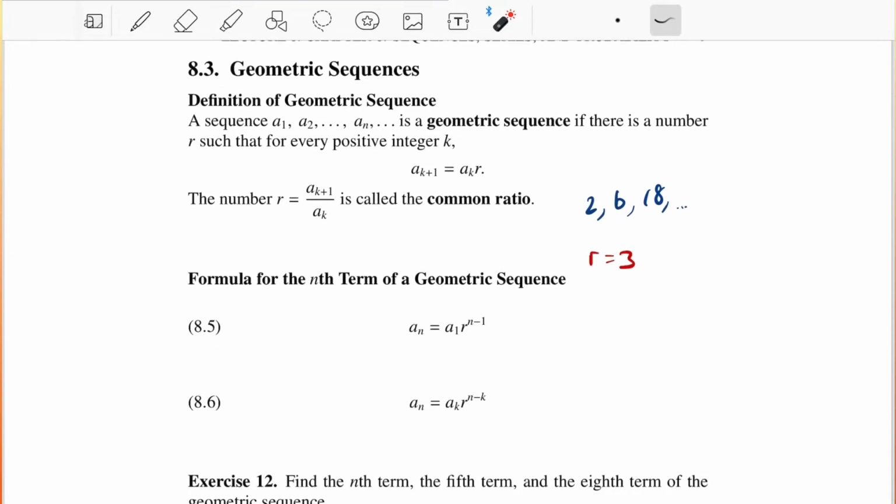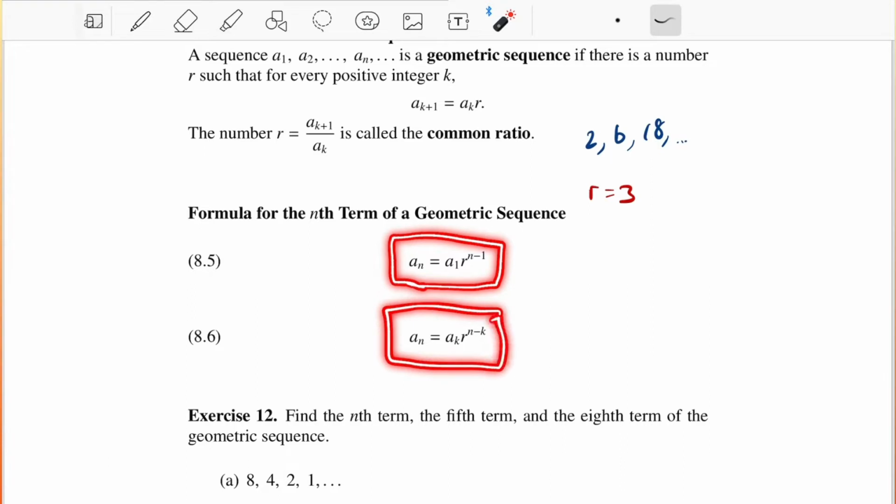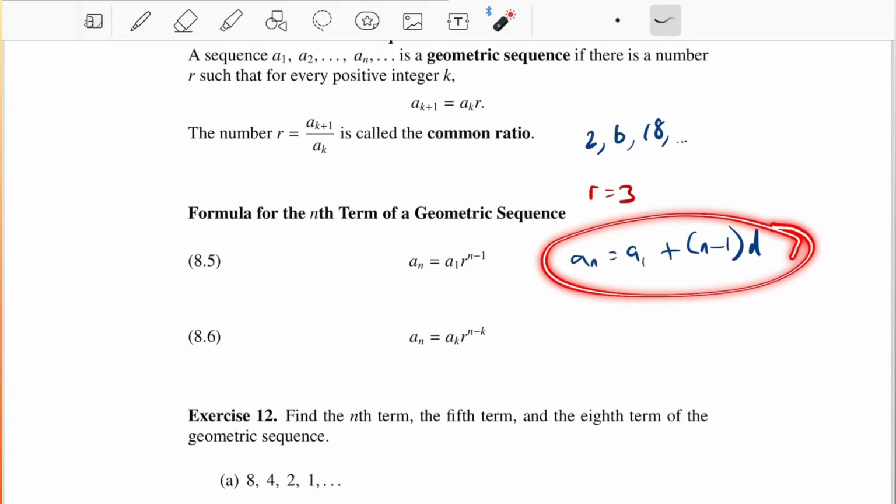And the way you get the common ratio is you divide the second term by the first term, or you divide any term by the previous one. All right, and so to find the nth term of a geometric sequence, you use this formula. It's analogous to the arithmetic sequence, a sub n equals a sub 1 plus n minus 1 times d. But that applies for arithmetic, and this would apply for geometric.